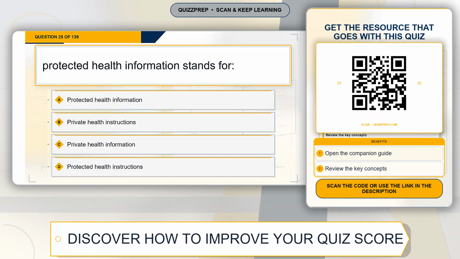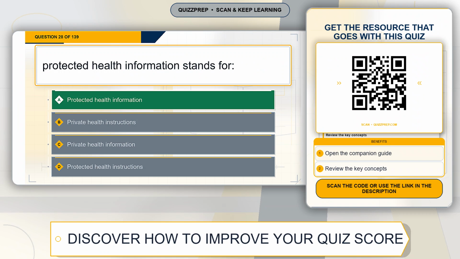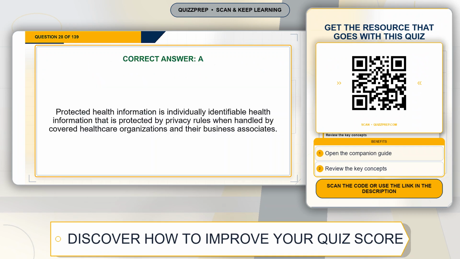Question 28. Protected health information stands for. Option A, protected health information. Option B, private health instructions. Option C, private health information. Option D, protected health instructions. The correct answer is option A, protected health information. Explanation. Protected health information is individually identifiable health information that is protected by privacy rules when handled by covered healthcare organizations and their business associates.